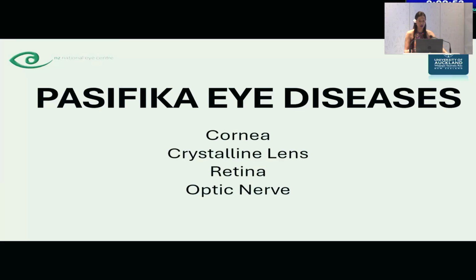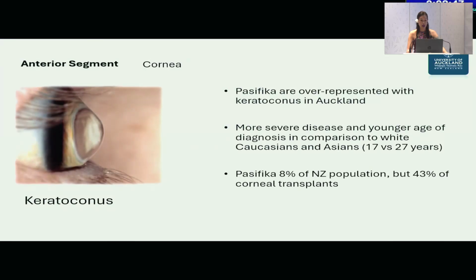The literature review identified Pasifika eye diseases fell into these areas. Pasifika are overrepresented with keratoconus in Auckland, with more severe disease progression and younger age of diagnosis. Now, this is the stat that I find very interesting. Although we make up 8% of the population in New Zealand, around about 43% of corneal transplants are required for Pasifika people, keratoconus.